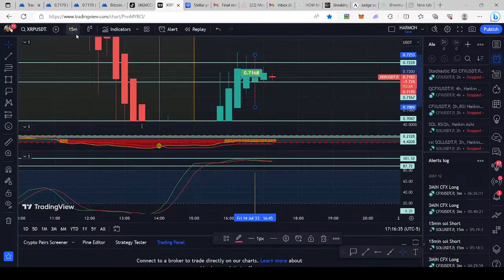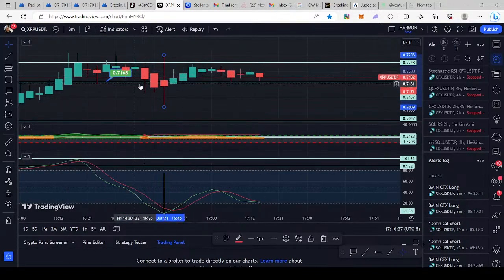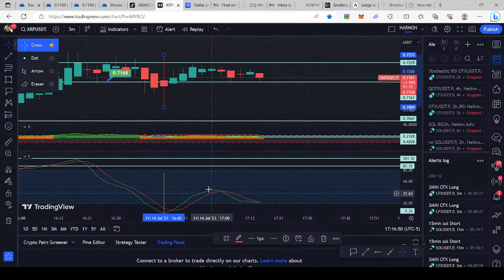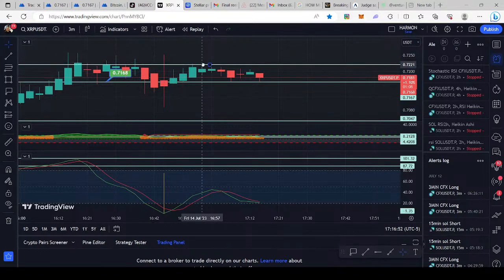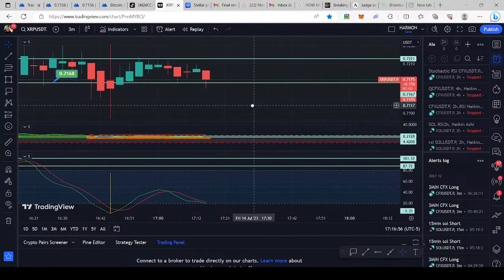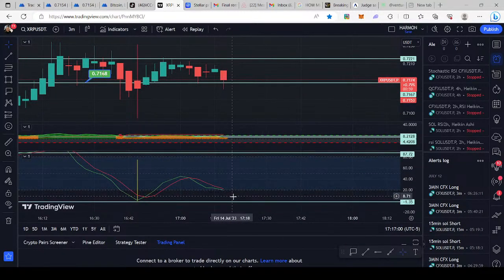And now I'm going to go to my 3-minute. And all I'm going to do here is start looking for my area. So 3-minute RSI goes to the top, right? It hits. That's my first section of the top, right? So now I know that that's the top area. That gives me an area of 72.20. Now I'm going to let my 3-minute come down.